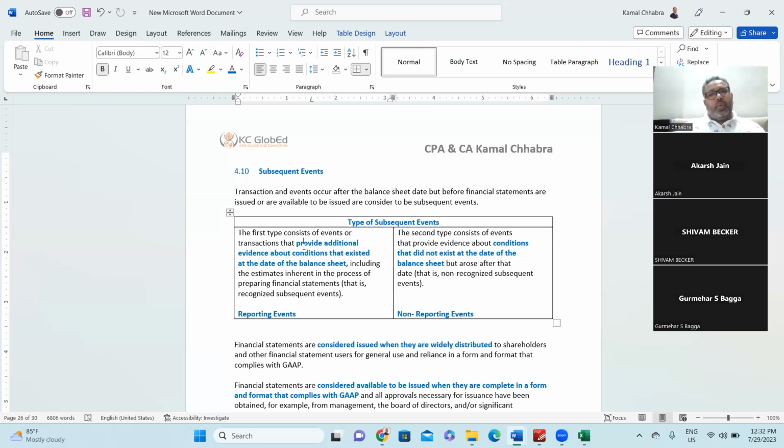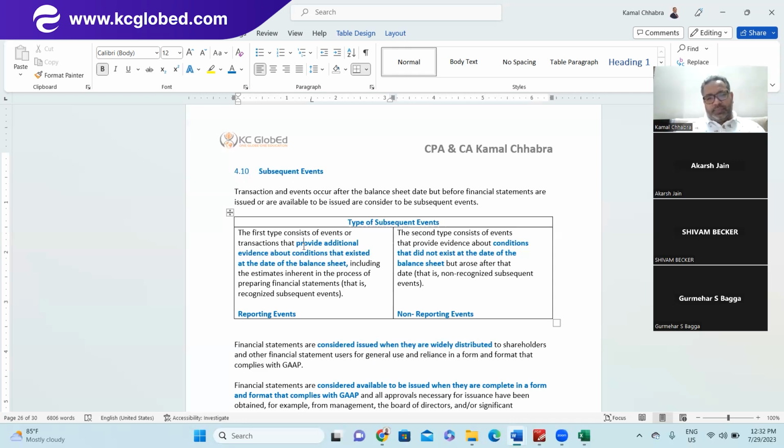Those are called reporting events, right? Second thing: for example, on January 31st, you have a multi-location company. At one location, some flood happens. So that flood has happened in the month of January, right? So this condition did not exist at the balance sheet date. So those are not reporting events. If you want, you can give the disclosure, but you may not be making any journal entry adjustment.